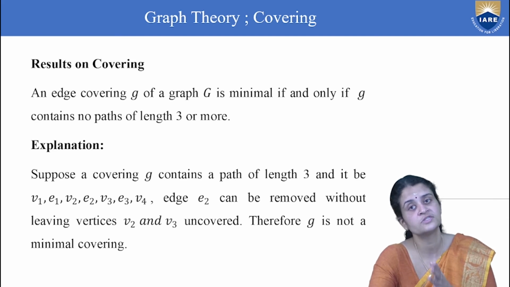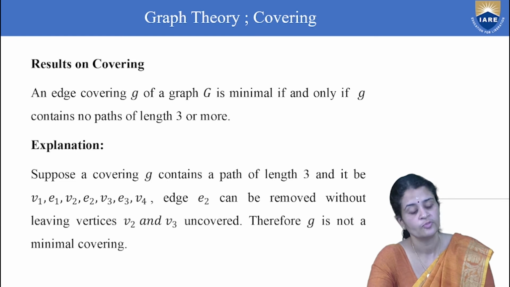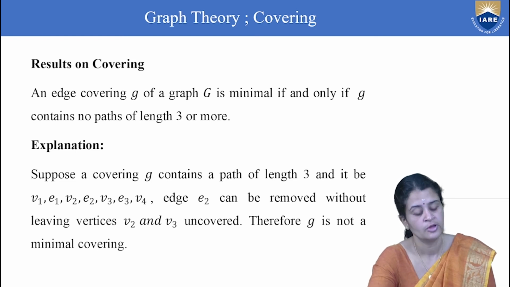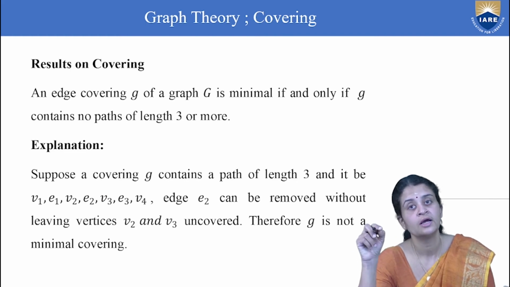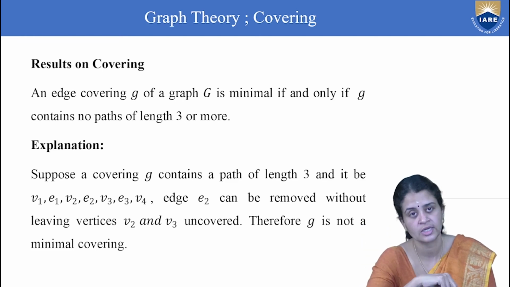Here, suppose that G is a minimal covering and does not contain any path of length 3 or more. Suppose it does contain a path of length 3 or more; we can have it like this: V1, E1, V2, E2, V3, E3, V4. It is a path of how much? 3. Here we are saying that G does not contain a path of length 3 or more, and I have taken a path of length 3.